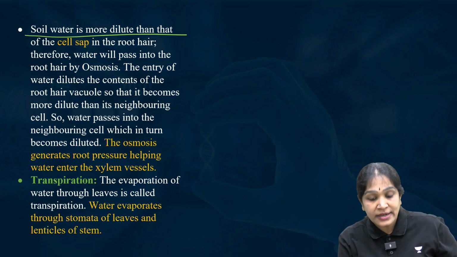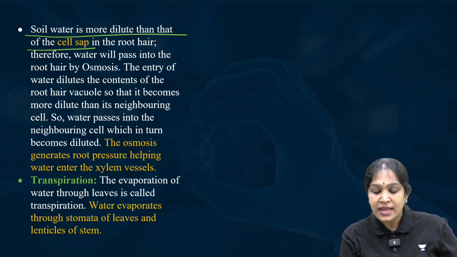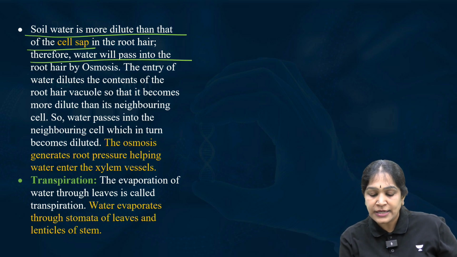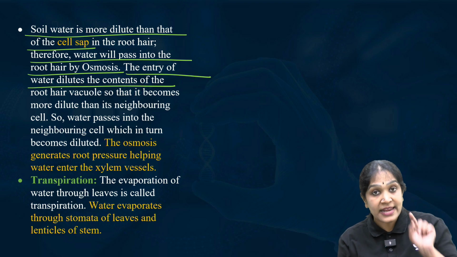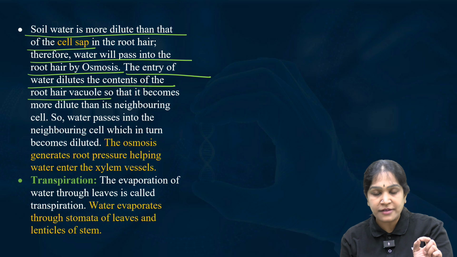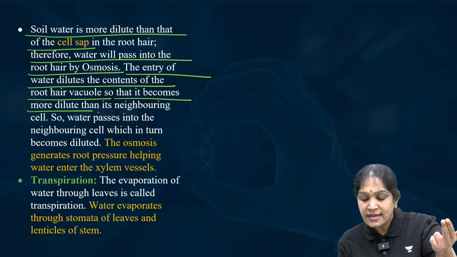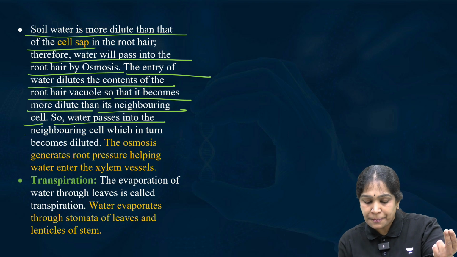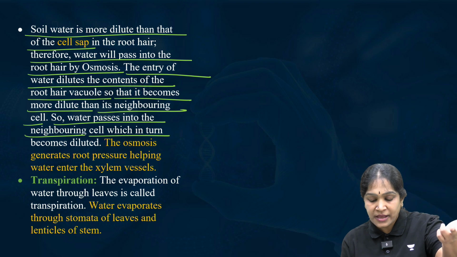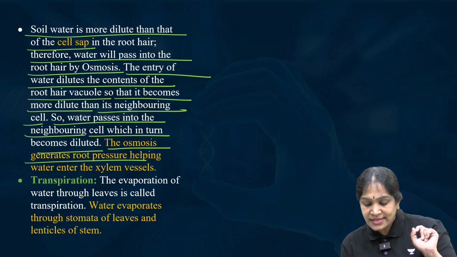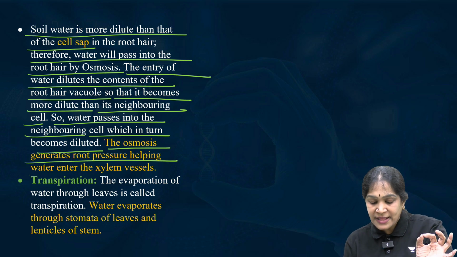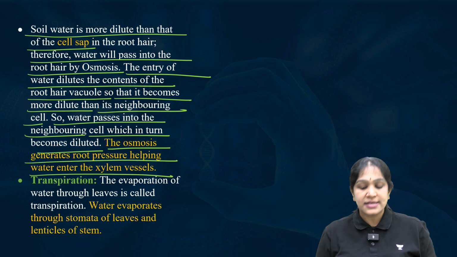Soil water is more dilute than the cell sap. Therefore, water will pass into the root hair by osmosis. The entry of the water dilutes the contents of the root hair vacuole so that it becomes more dilute than the next cell. So the water passes on to the neighboring cell, which in turn becomes diluted. This process goes on. The osmosis generates root pressure, helping the water enter into the xylem.